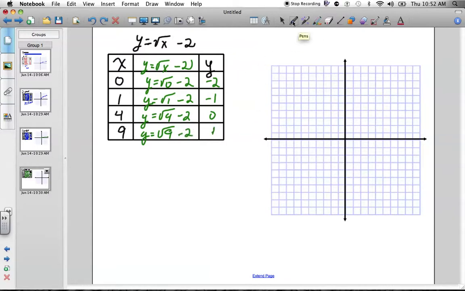And now we're going to go ahead and plot these points. 0, negative 2. 1, negative 1. 4, 0. And 9, 1. And we're going to connect those points. And we still have the top of an R, and there it is.